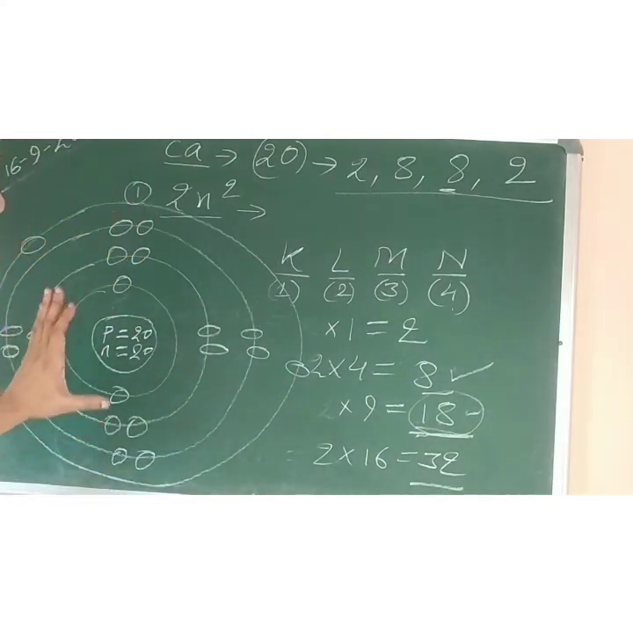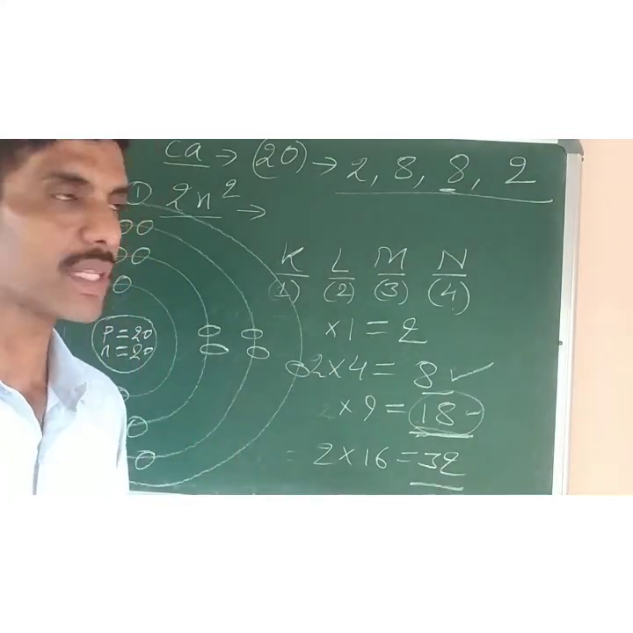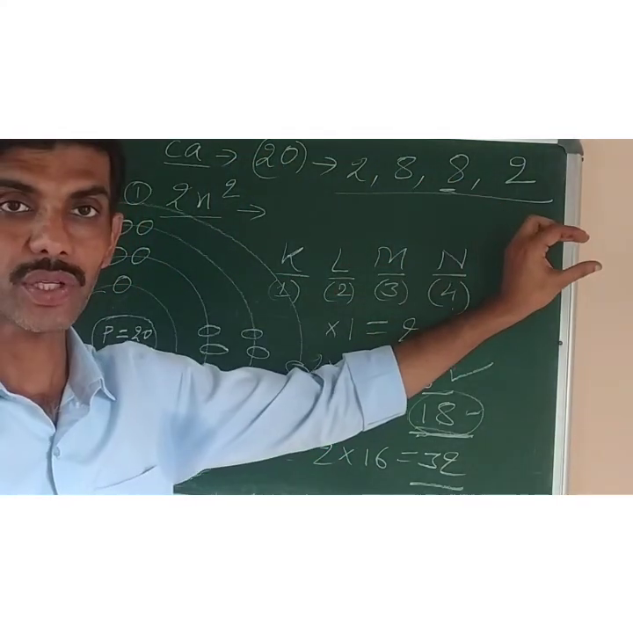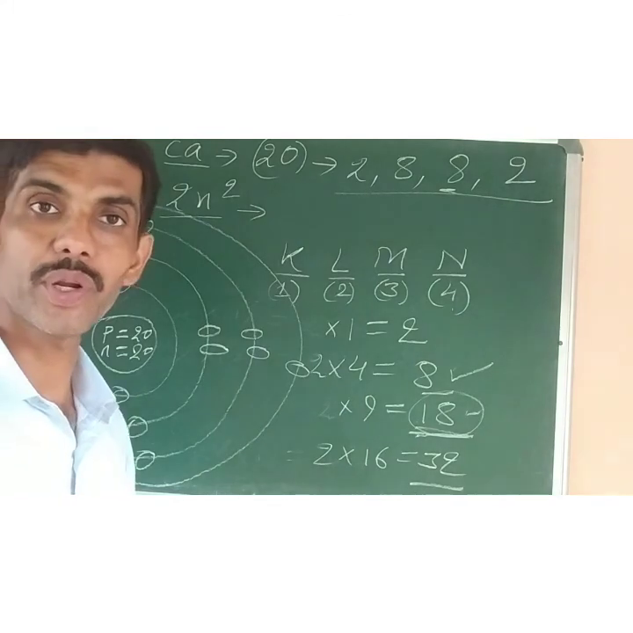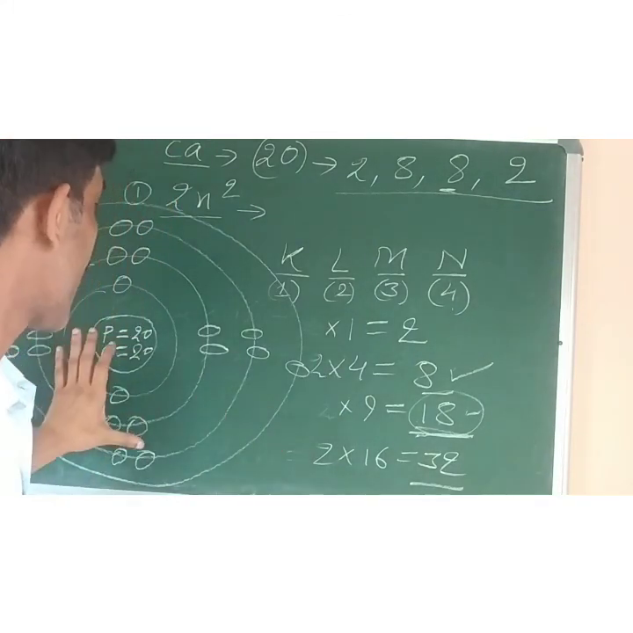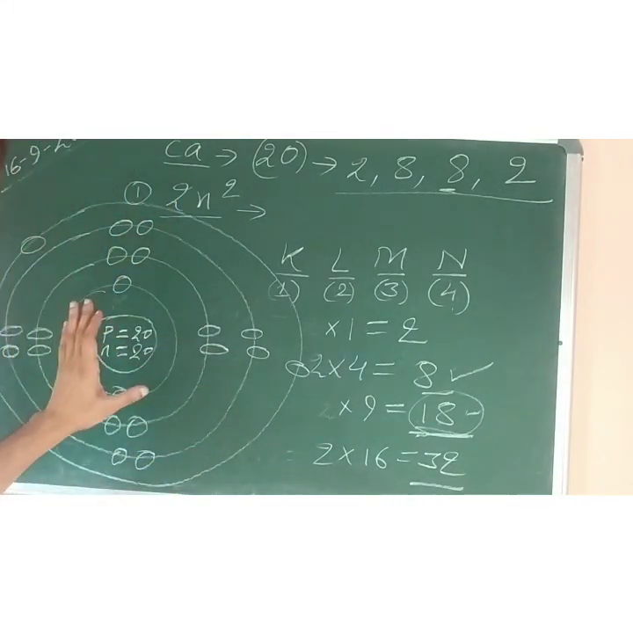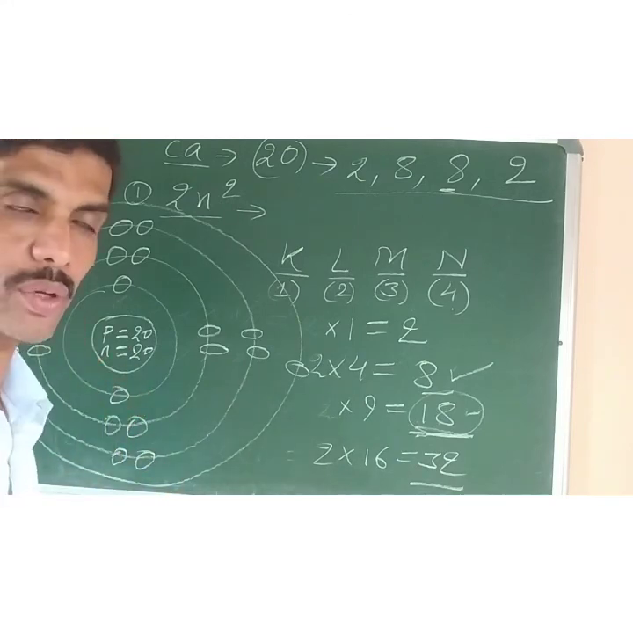In the same way, as homework, you practice writing the electronic configuration of the first 20 elements of the periodic table, as well as drawing the atomic structure diagram of the first 20 elements. In your copy, you can do it as homework.